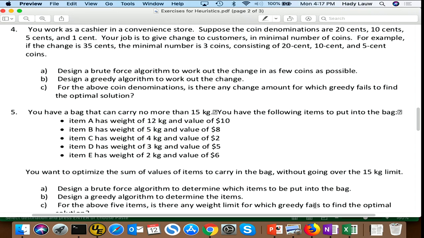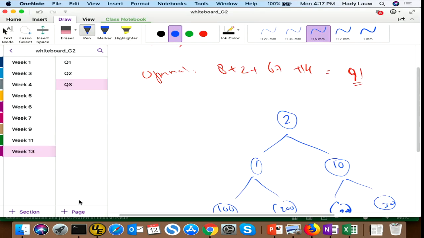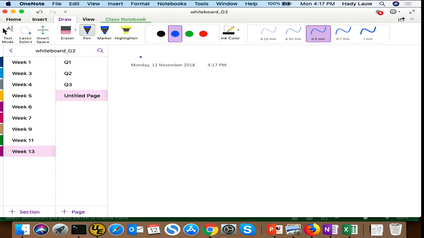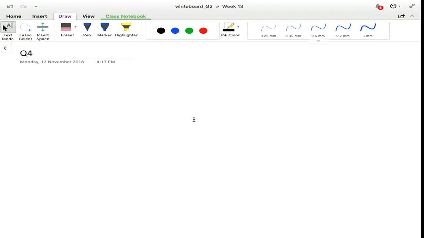So what would be the brute force way to do this? Well, the brute force way to do this is to consider how we generate solutions that are valid, and what is going to be the smallest such solution. Let's suppose that the total change you need to give is n cents.